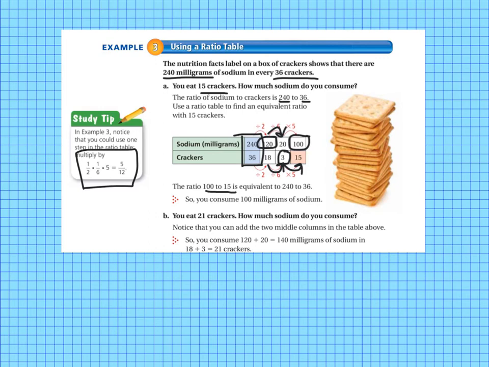If I eat 21 crackers, how much sodium do I consume? So it says, notice that you can add the 2 middle columns in the table above. So if I have 18 crackers, and that's 120 milligrams, plus I have 3 crackers, 18 plus 3 is 21, and that's 20 milligrams. 120 plus 20 is 140 milligrams.